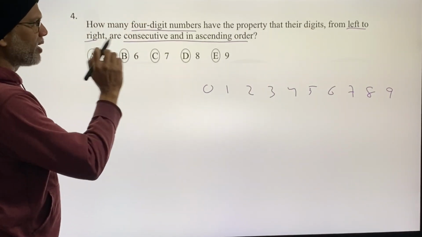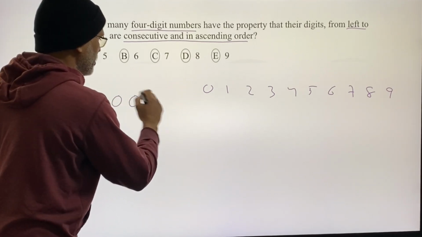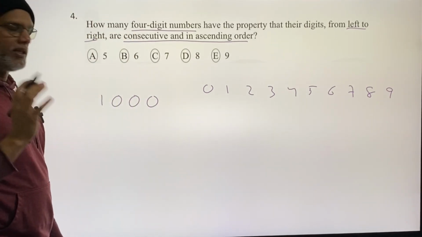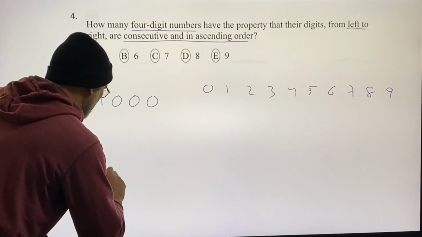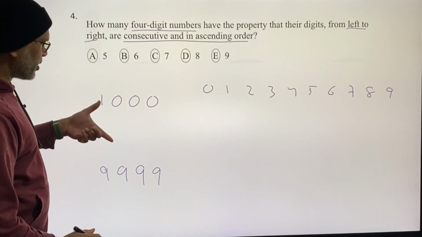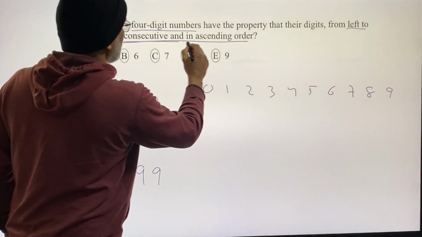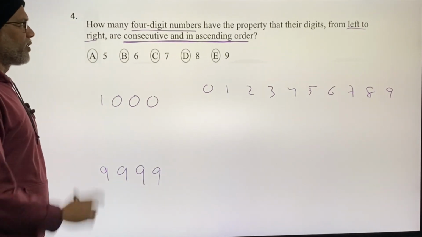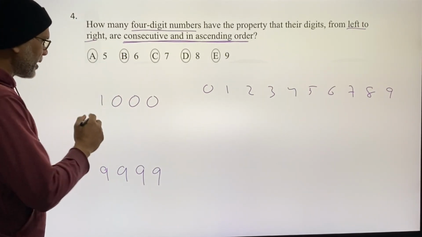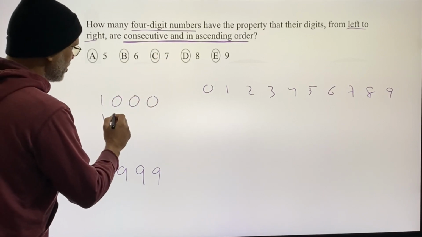So what is the smallest 4-digit number? It's going to be 1000. And what is the biggest 4-digit number? It's going to be 9999. So how many numbers between these satisfy this condition: consecutive and in ascending order? Let me start with the lowest one, and they have to be consecutive and ascending.